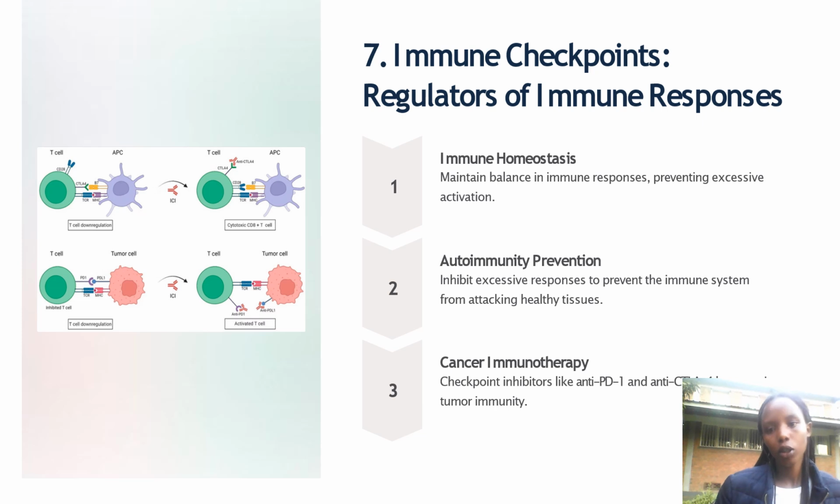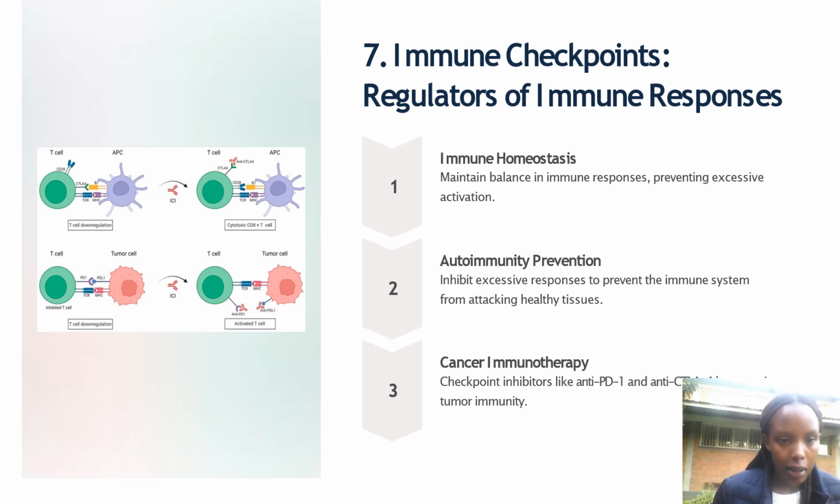And for question 7, we have immune checkpoints. Immune checkpoints are regulators of immune responses. And here we have different steps for immune checkpoints. As we see, this structure shows the immune checkpoints. For the first step, we have immune homeostasis. Here we maintain a balance in immune responses and prevent excess activation.